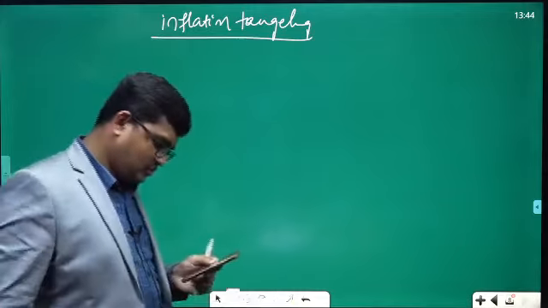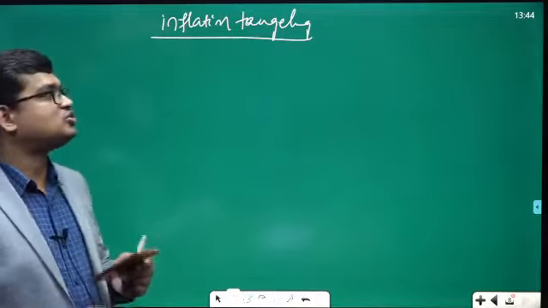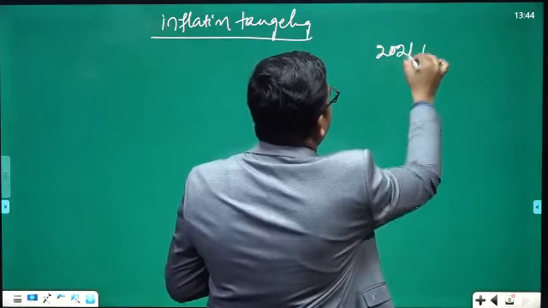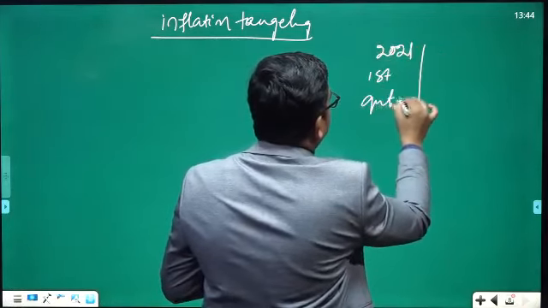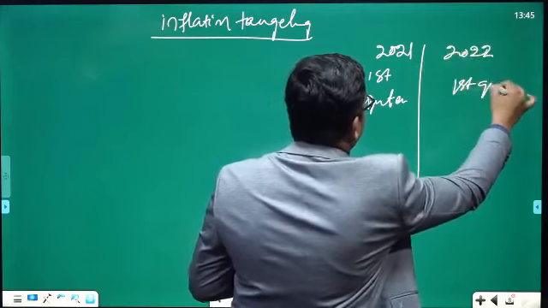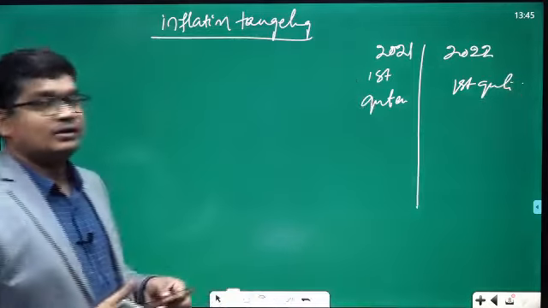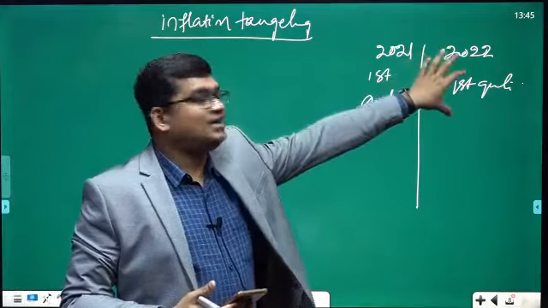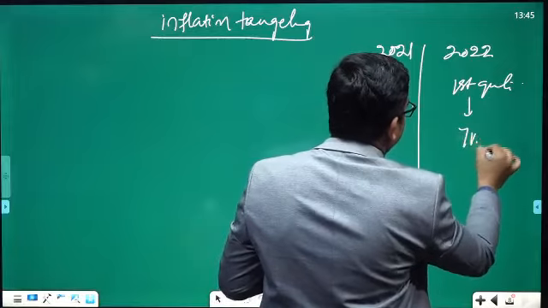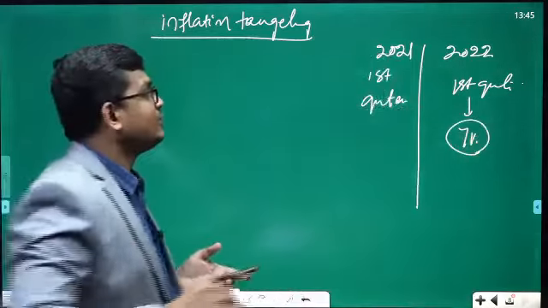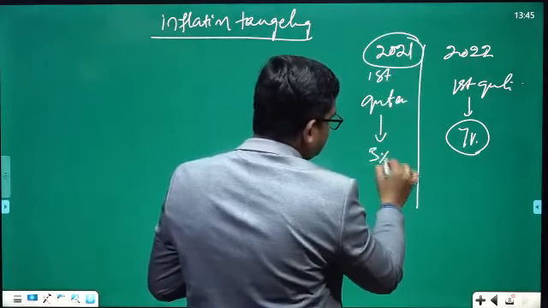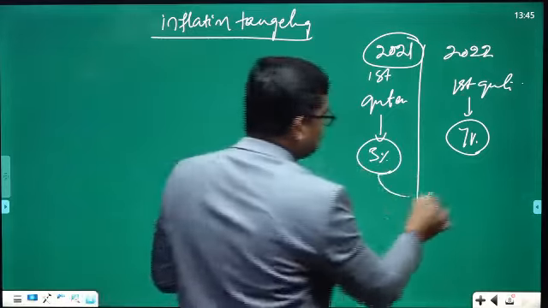Base effect. Okay, we'll go a bit slower. Base effect, I told you. Suppose the first quarter of 2021 and the first quarter of 2022, these two years of inflation. The current year is 2022, and in the first quarter of 2022 you found 7% as the price level, correct? In the first quarter of 2021 the price level was 3%. The difference is 4%.